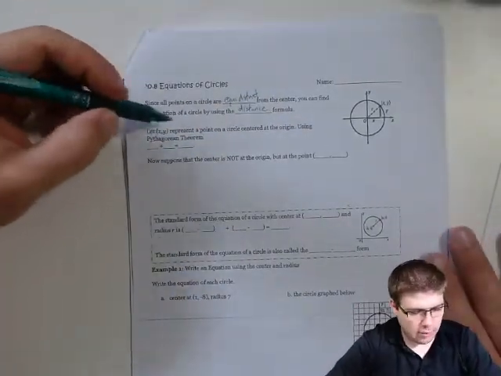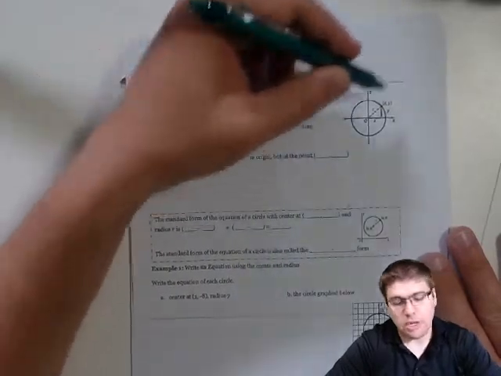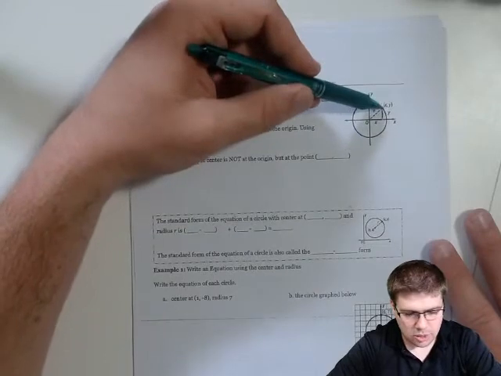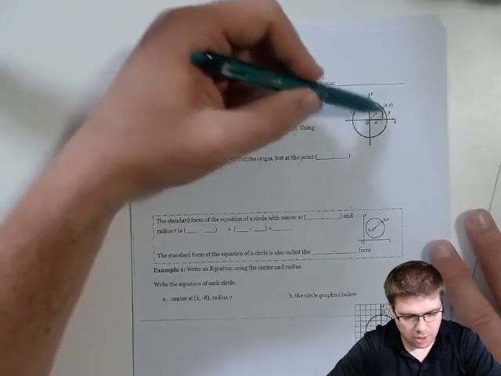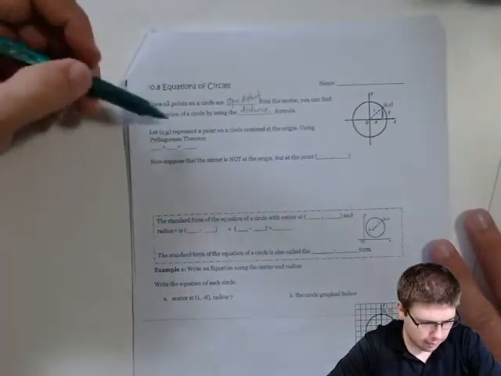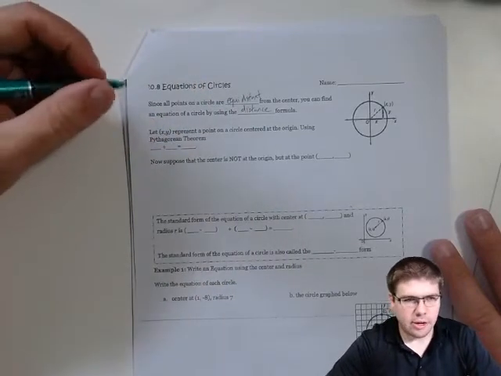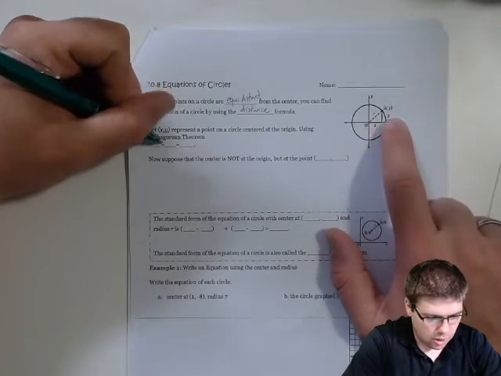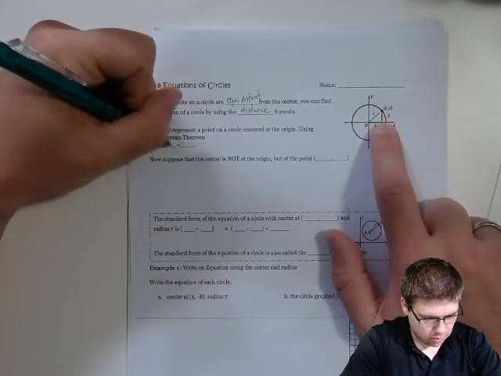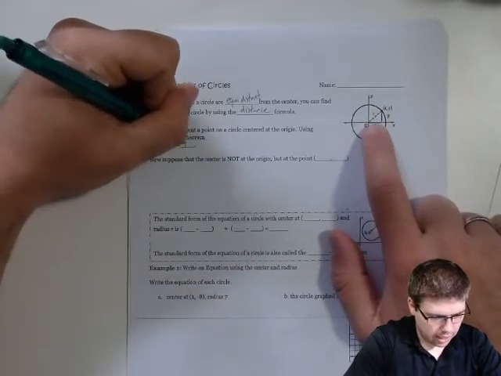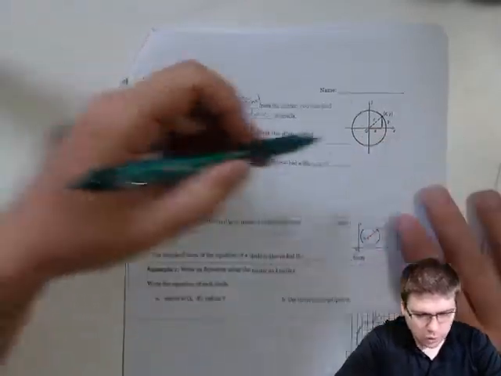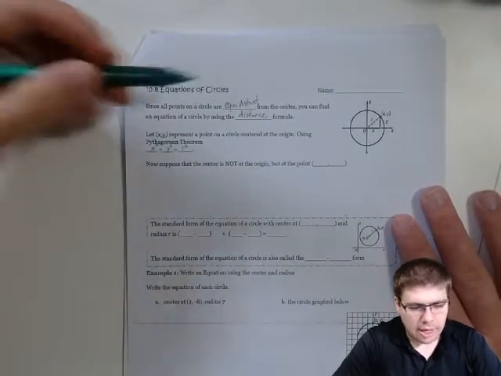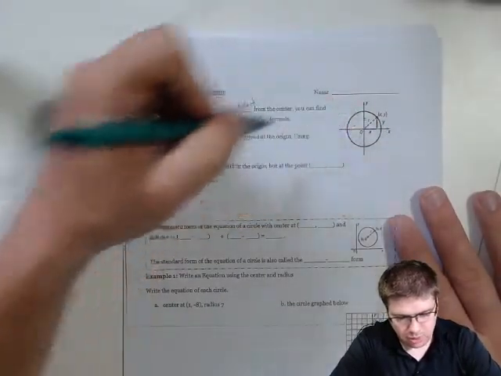Let x, y represent a point on a circle centered at the origin. We'll start with the origin, but then eventually we can get circles other places. So x, y is a coordinate somewhere on that circle. Using the Pythagorean theorem with that x distance and y distance, x squared plus y squared is equal to the radius squared. So this is x squared plus y squared equals r squared.